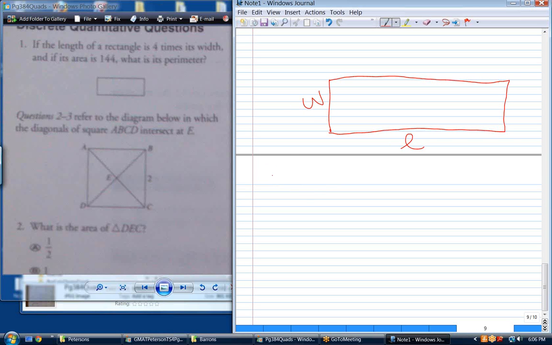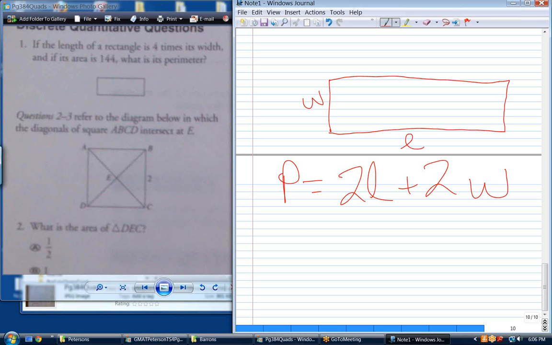First of all, what's the formula for perimeter? Oh, it's all the sides. So it's 2L plus 2W. Okay. So what do we know? What two things do we know?